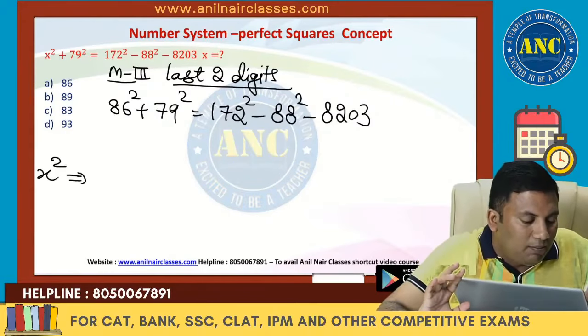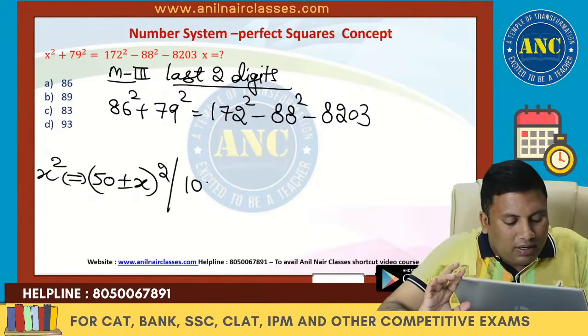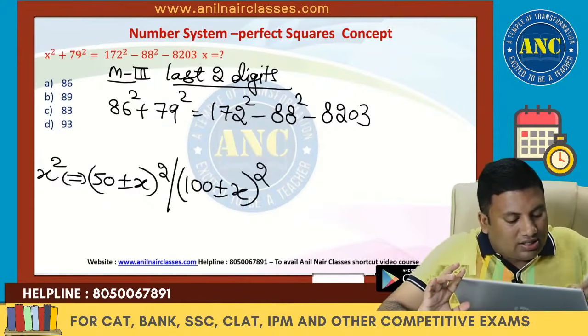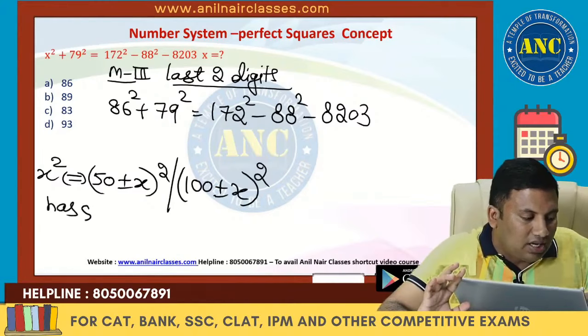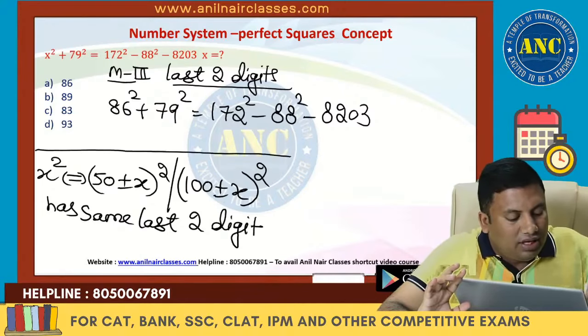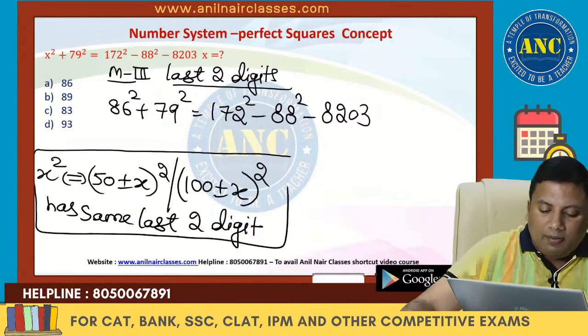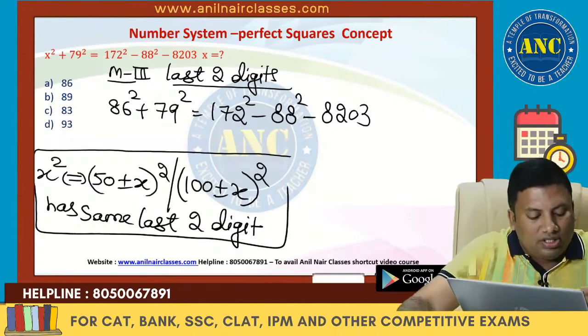If I do a number square, x square, 50 plus or minus x whole square, 100 plus or minus x whole square have the same last two digits. 50 plus x whole square, 50 minus x whole square, 100 plus x whole square, 100 minus x whole square. Last two digits will be same.